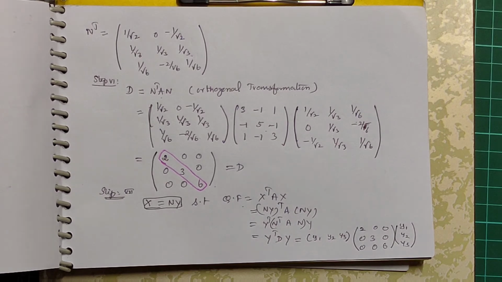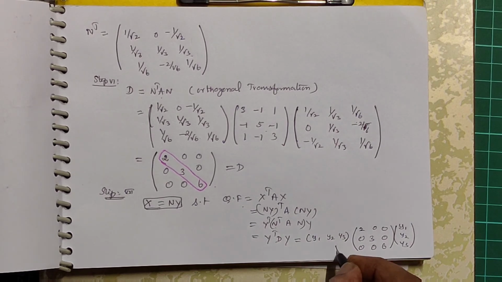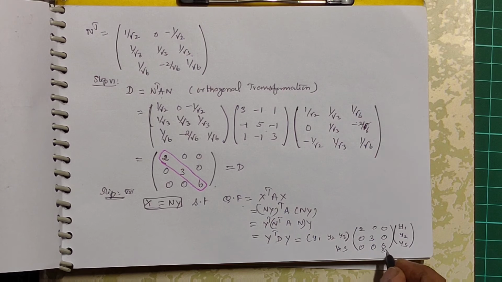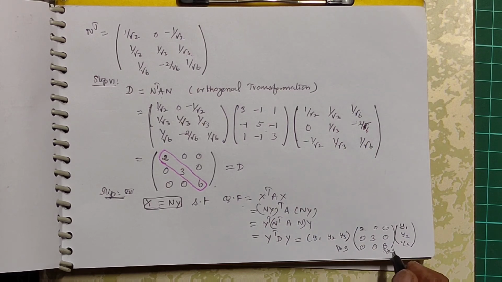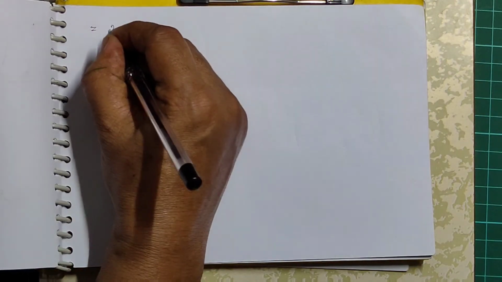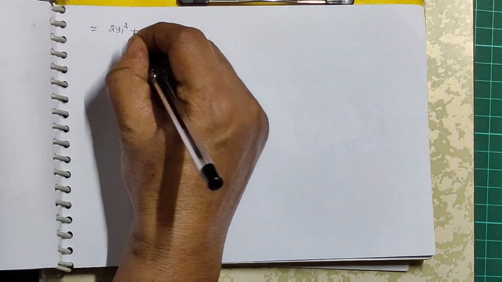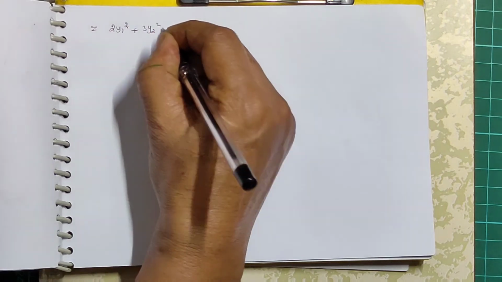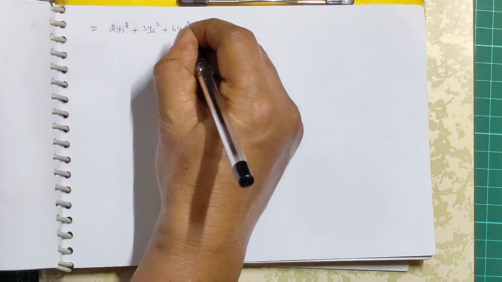Now you have to multiply these three matrices. This is a matrix of order 1 by 3, and this is a matrix of order 3 by 3. When you multiply these, you get a matrix of order 1 by 3, which is again multiplied with the matrix of order 3 by 1. So you finally get a 1 by 1 matrix. Now you will get this equal to 2y1 squared plus 3y2 squared plus 6y3 squared.